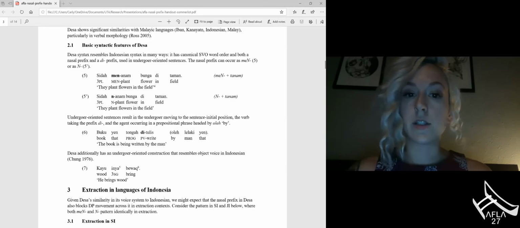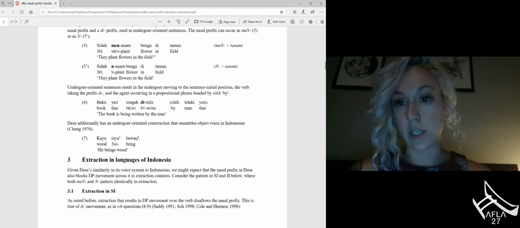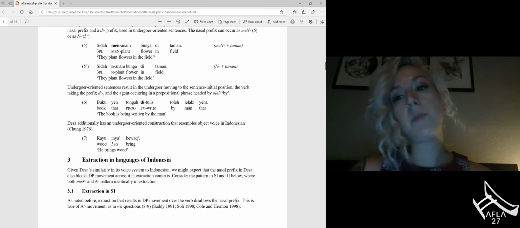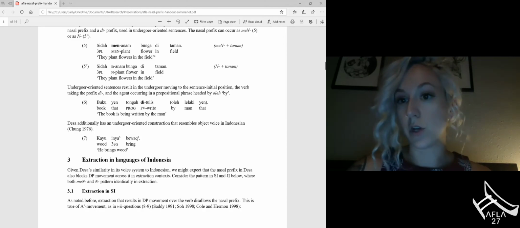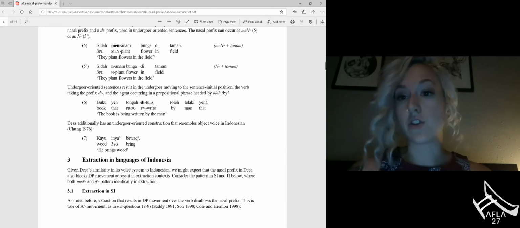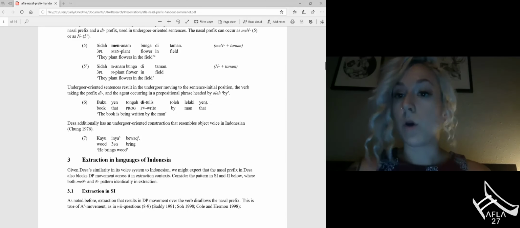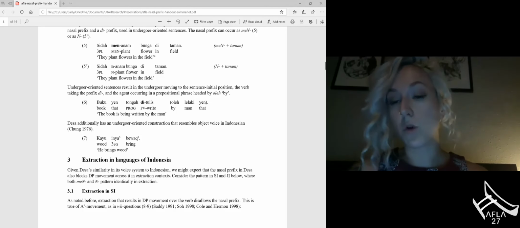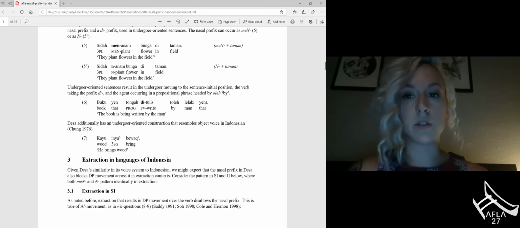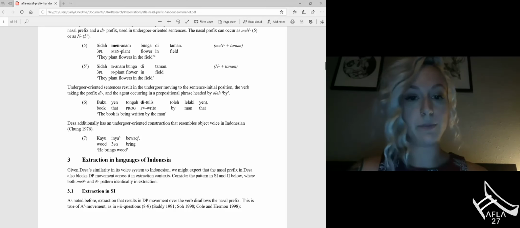Undergoer-oriented sentences result in the undergoer moving to the sentence-initial position, just like in Indonesian, and the verb takes the prefix D, and the agent occurs in a prepositional phrase headed by ole, and that's shown in 6. And additionally, Desa does seem to have what Hiroki was just talking about, this bare passive, this passive type 2, often referred to as object voice, that we see in 7, which has a slightly different word order than the D passive, but is still considered an undergoer-oriented construction.